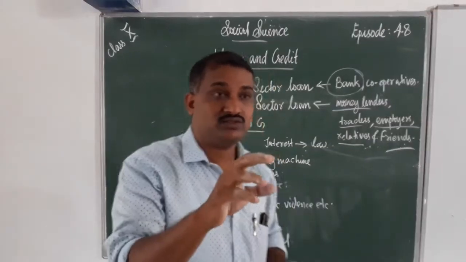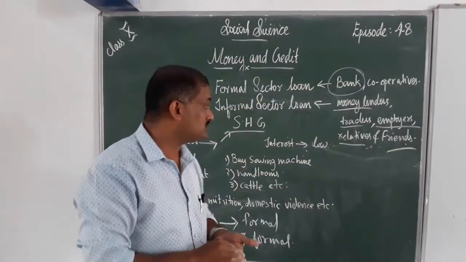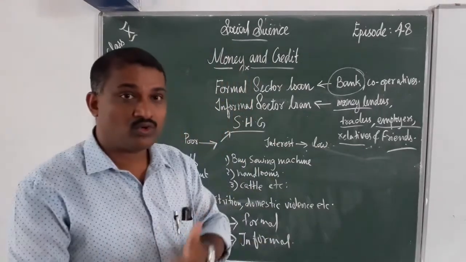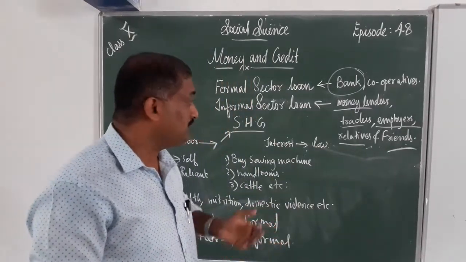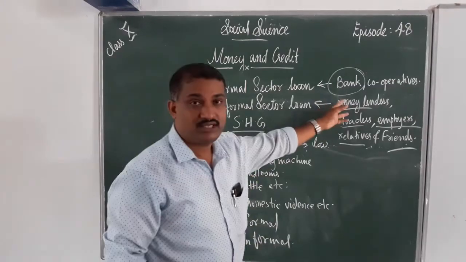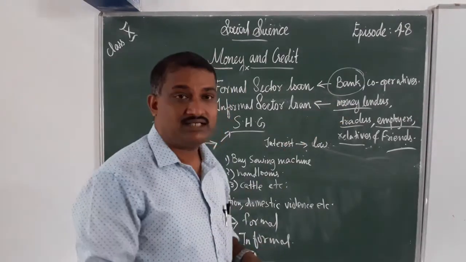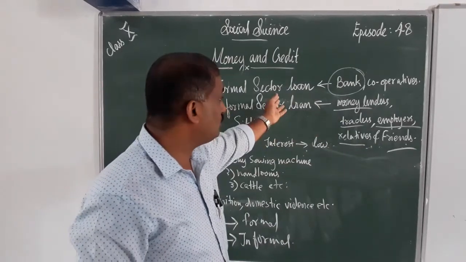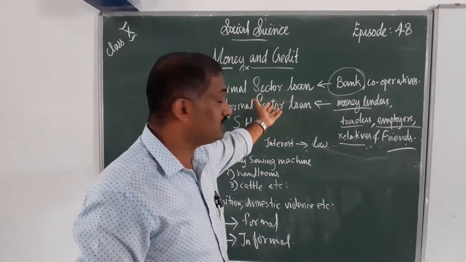Because they don't need to fulfill the norms and conditions of RBI, and they don't need to give any asset to them. Moreover, they are landless poor persons. They are in need of money, so they will go to the money lender. The money lender will give money, and they will collect afterwards a huge amount as interest. There are no such norms and conditions.